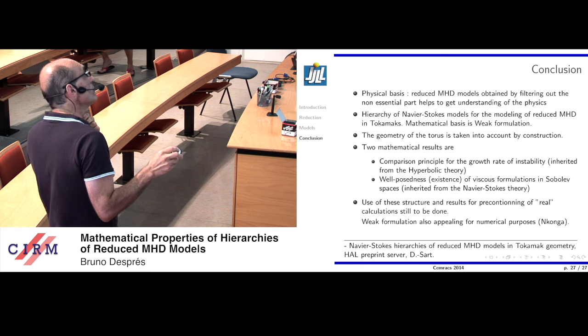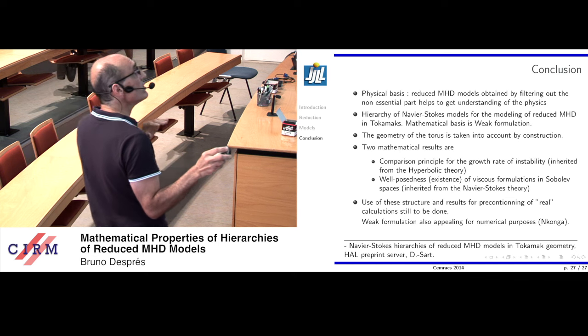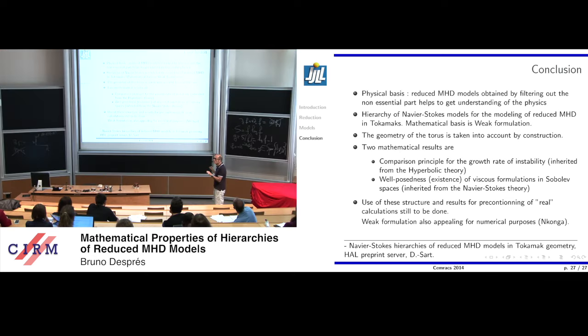The main mathematical reasons that I try to put forward are the fact that there is a comparison principle for this growth rate of instability, and it's inherited from the hyperbolic theory. It's just a translation. And you have well-posedness. Why? Because you have this closure relation that gives you this energy functional, and so it is an a priori estimate, and after that you can begin the math.